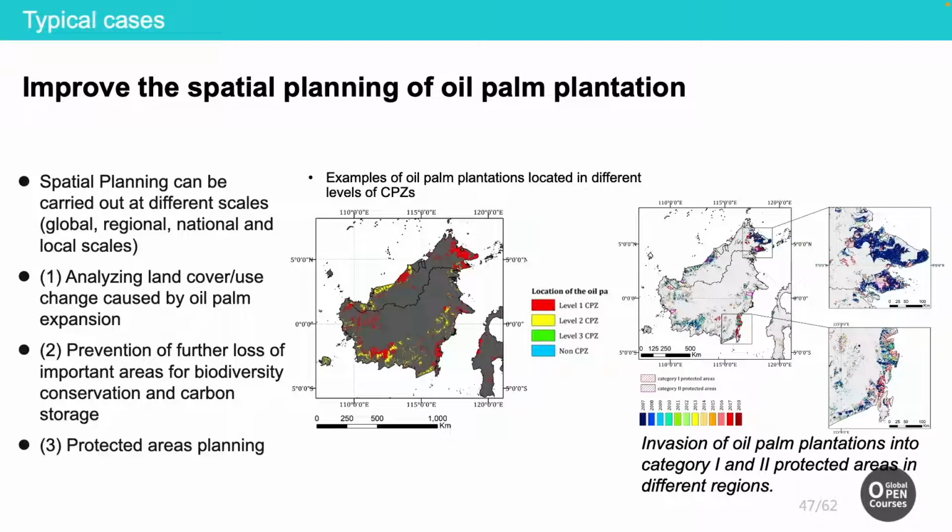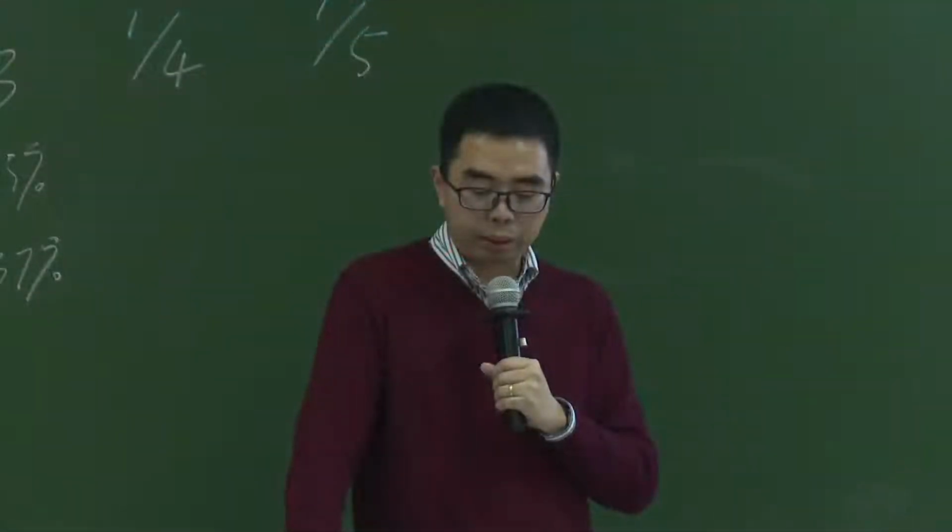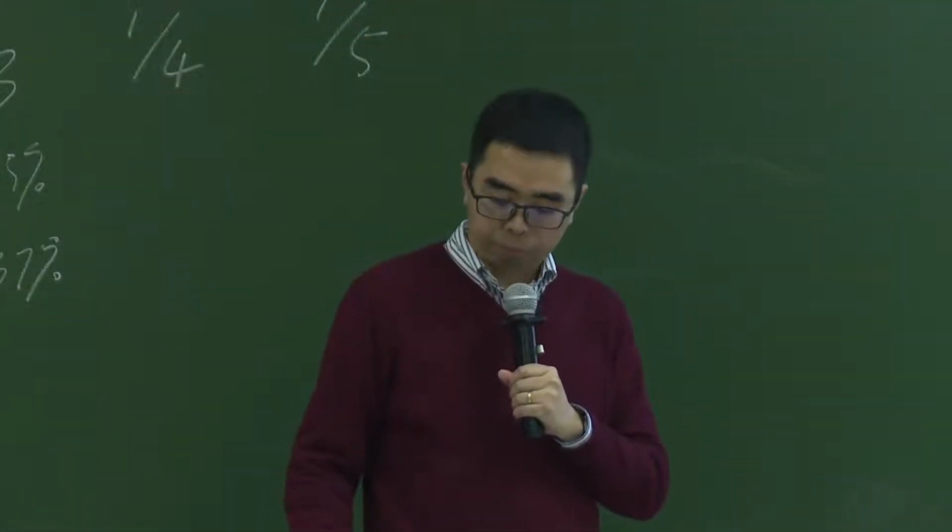And also we should improve the spatial planning of oil palm plantations. Spatial planning can be carried out at different scales. By using remote sensing, we can have maps. Those maps can help us analyze land use and land cover change caused by oil palm plantation expansions, and also provide more information for protected area planning.